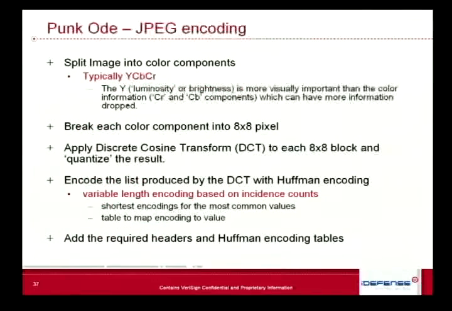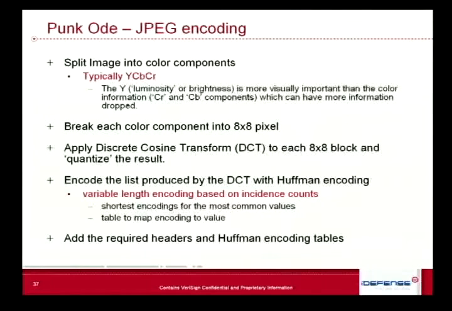A JPEG is how it gets encoded. Basically, it typically gets stored in YCbCr color space. The Y is the brightness, and that's the most visually important part. And the Cr and the Cb are the complement of red and the complement of blue. It tends to drop information out of those to increase compression because your eye doesn't see so much in the colors.